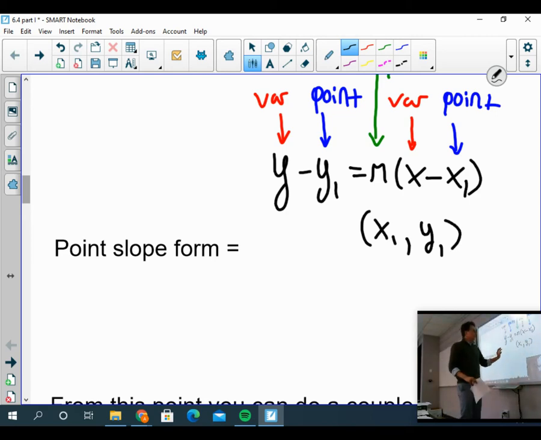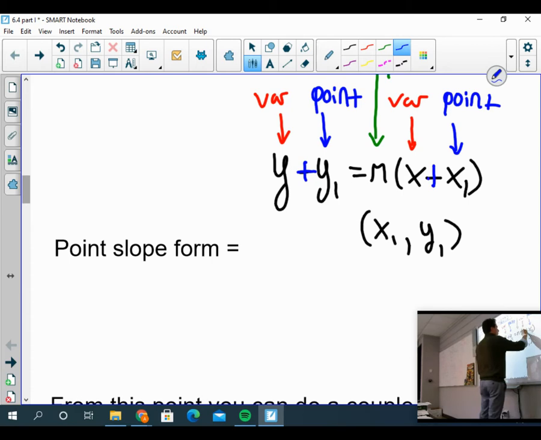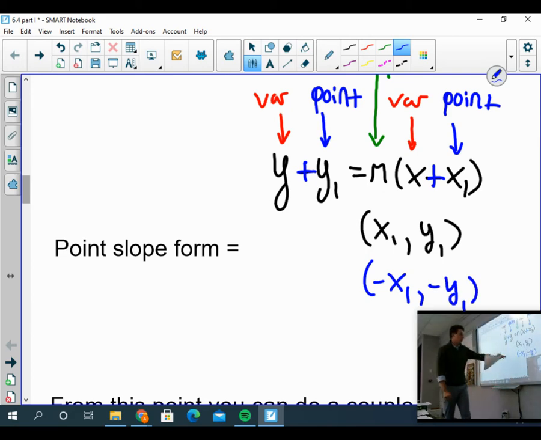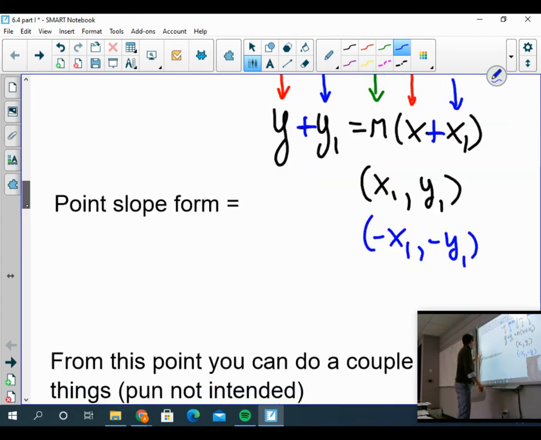So it's weird, but it seems backwards, but when you see minus x1 minus y1, it means x1 and y1 are positive. If these were positive, it would actually mean your coordinate point was minus x1 and minus y1. Now, if that's confusing to you, just take note of it and we'll practice it more as we do it together. Okay? But essentially, the signs in point-slope form are going to flip-flop.